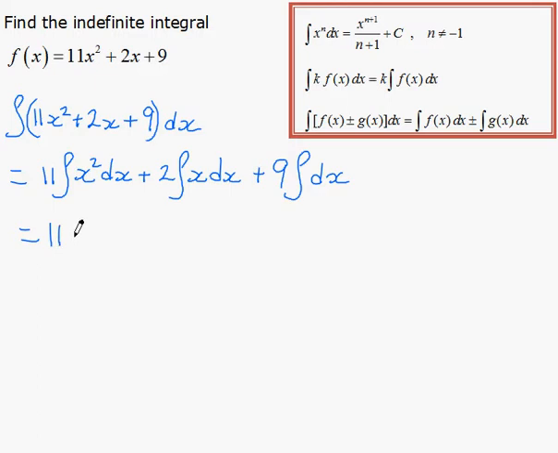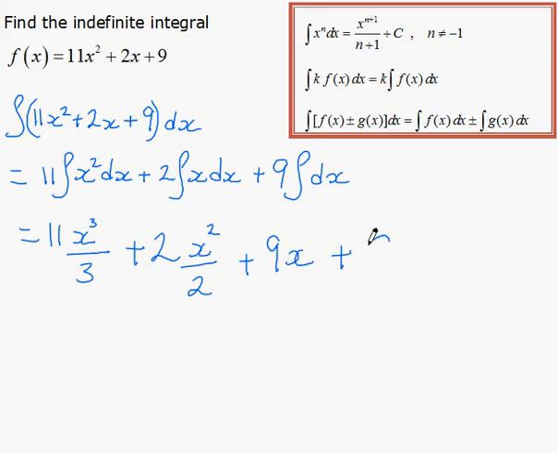The first one, we keep the 11. X squared becomes x to the 2 plus 1, which is 3, over 3. Plus 2, x to the power of 1 becomes x to the power of 2 over 2. Plus 9 times the integral of dx. We can look at it two ways. We can call it x to the power of 0, which becomes x to the 1 over 1. Or just think in our heads, what gives us a derivative of 1? And that would be simply the variable, so in this case, just x.